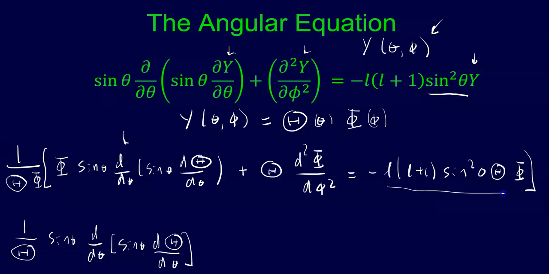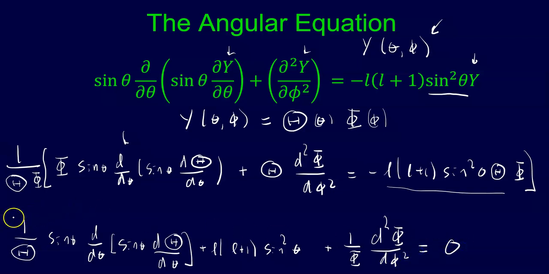What I'm going to do is pull this term over. When I divide by 1 over Theta Phi, these will cancel. And so this term, when I bring it over, I'll get a positive sign, and then only have the sine squared theta piece. Finally, for this one, the Theta will cancel, and I'll have 1 over capital Phi times the second derivative piece here. And then this will equal 0. So we have two terms in this differential equation. This side is only a function of theta. This side is only a function of phi.